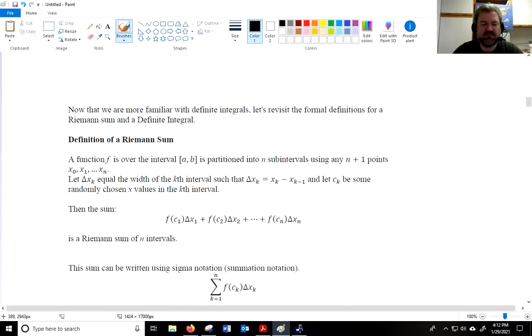All right. Now that we are more familiar with definite integrals, let's revisit our formal definitions and look at some interesting practice problems.